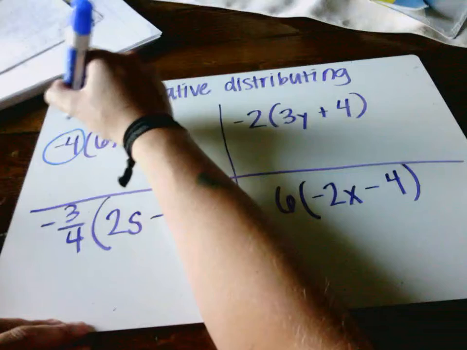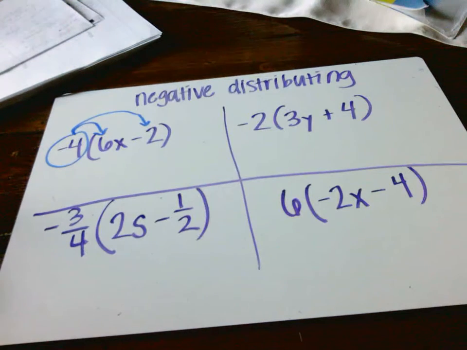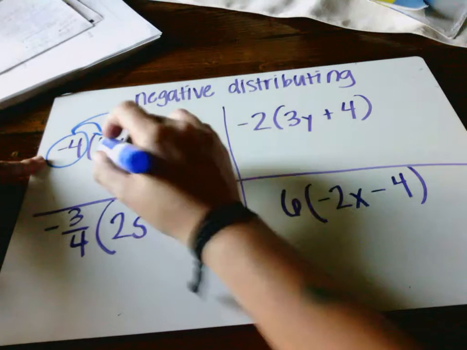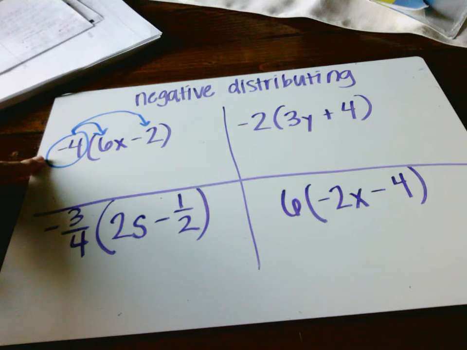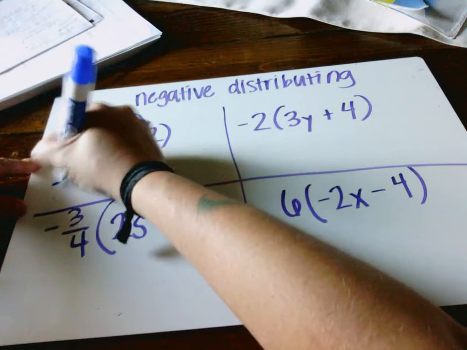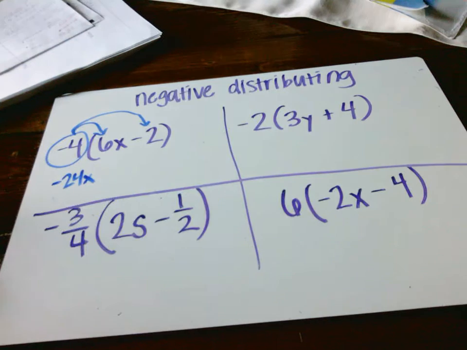And I'm going to draw arrows to both of the numbers inside the parentheses. That serves as a reminder that that's what I have to multiply. So now looking at this, I know that I have to do negative 4 times 6x. Well, 4 times 6 is 24. And I know that a negative times a positive is a negative. So that it's going to be negative 24x.